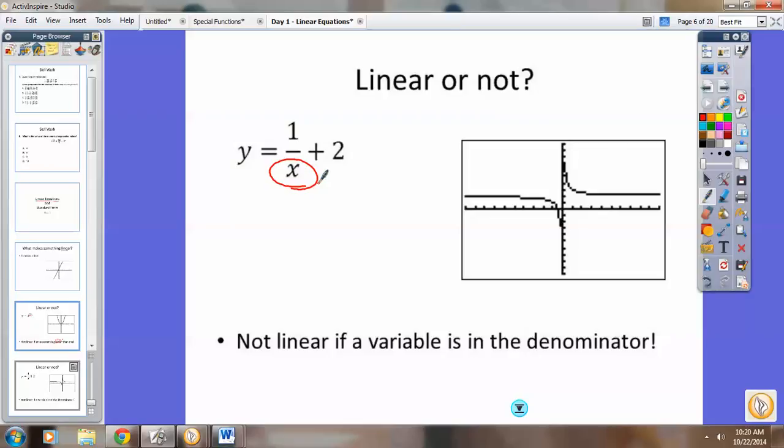So if we have an exponent other than 1, or if we have a variable in the denominator, it's not linear. So in your notes, please make sure you write this equation. And write down why it's not linear. It's not linear if the variable's in the denominator.